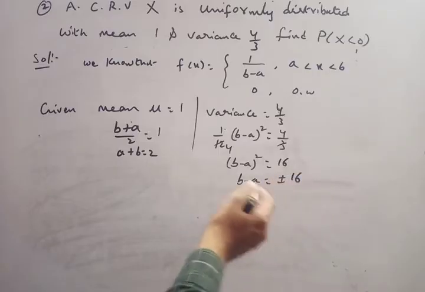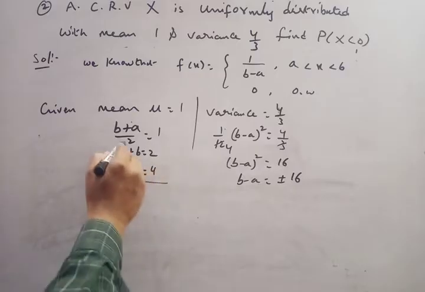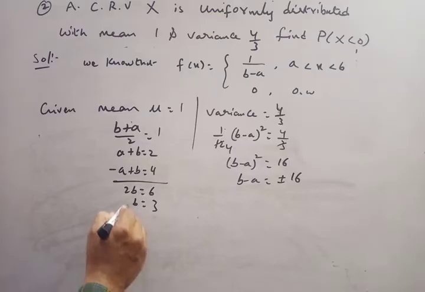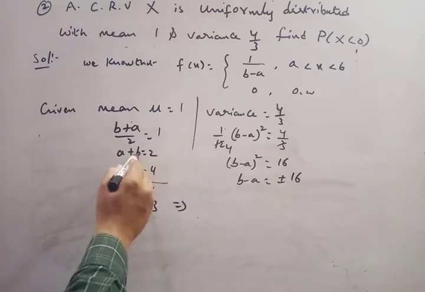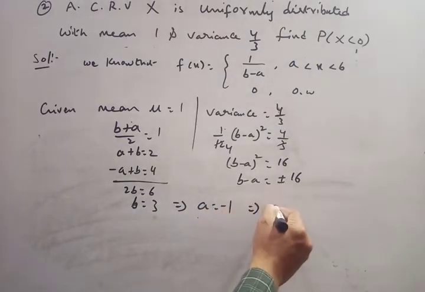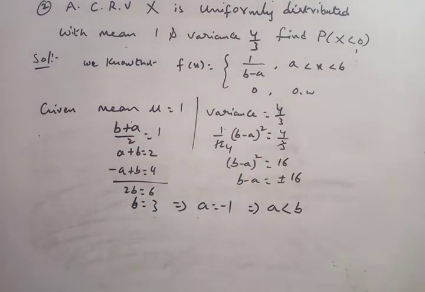So take any one equation, b minus a, that means minus a plus b is equal to 4. So 2b is equal to 6, b is equal to 3. When b is equal to 3, what will be the a value? If I substitute 3 here, a is equal to minus 1. So this implies a is less than b. That condition we got. If I take the other condition, I get a is greater than b.